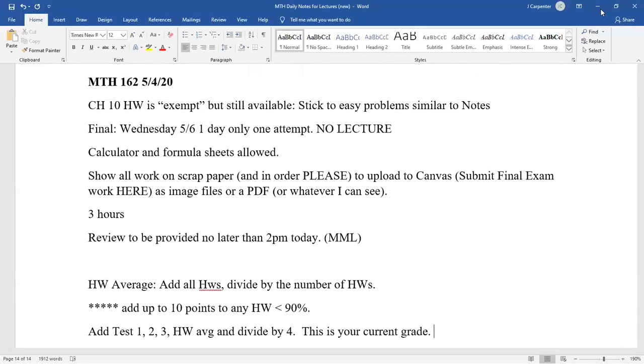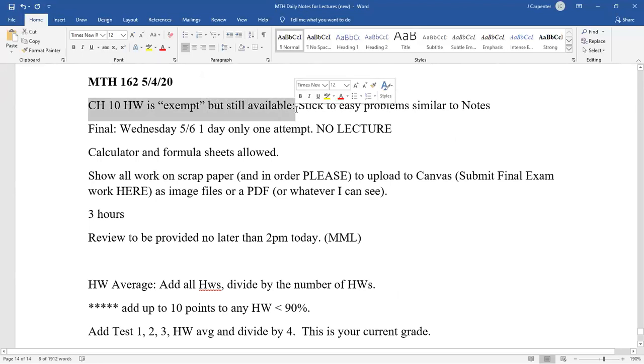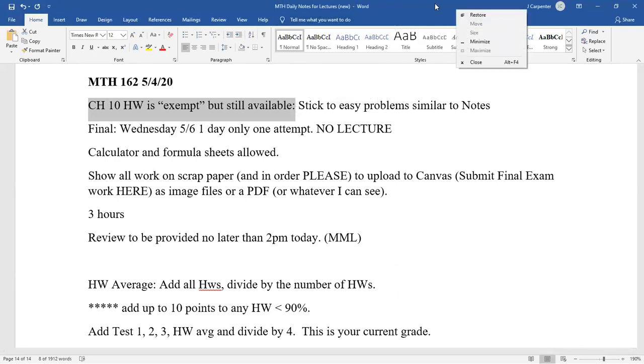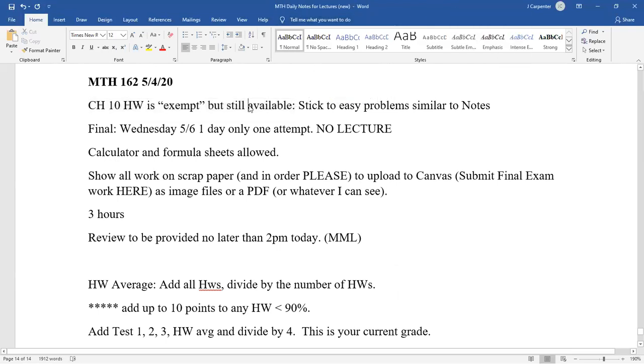And then one last little note up here. Chapter 10 homework, I don't think I said this, is exempt. I just realized that when I went to make it active this past weekend, I must not have hit the save button. So it's just now up there on the board, but I imagine that no one was going to be working on that anyway, so I don't feel too bad about that.